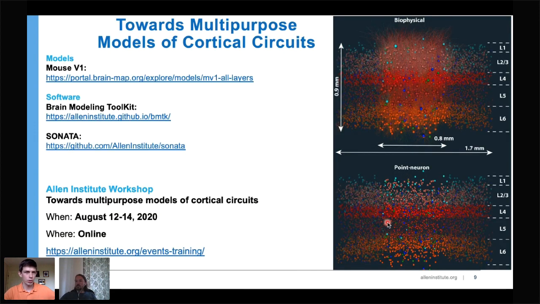But again, so I'll finish here. Basically, we have these models. They are open for the community. Please use them and give us feedback.